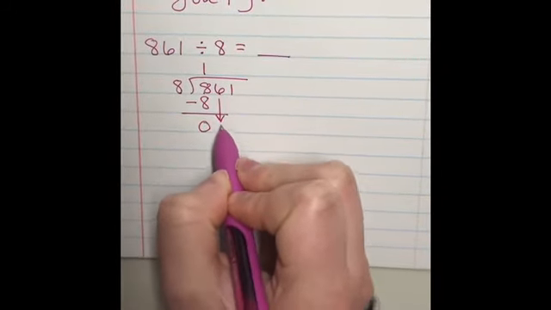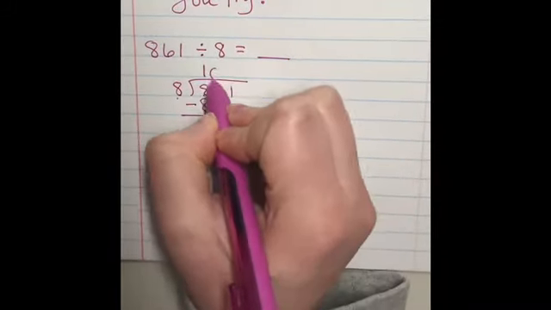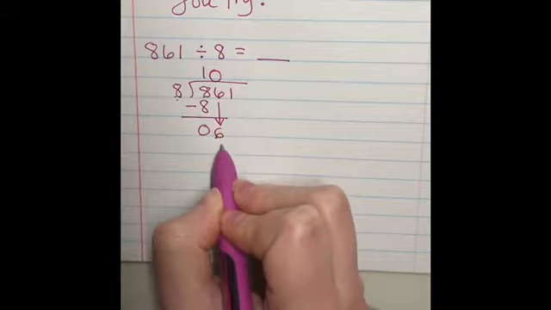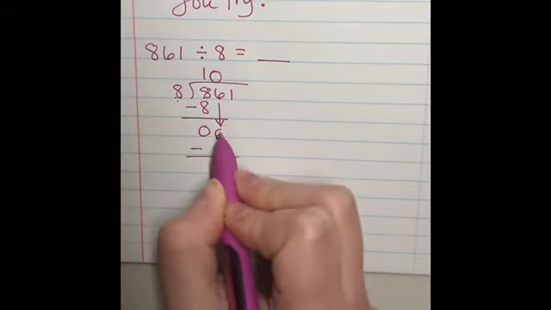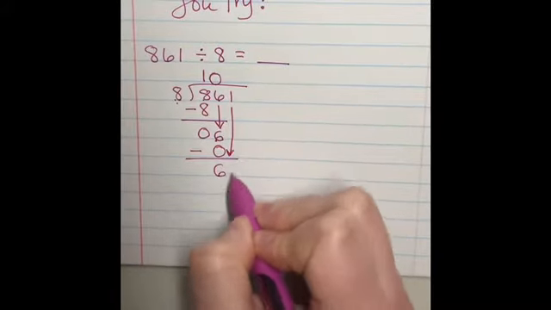Bring down that 6, the next digit. Then I ask how many times 8 goes into 6. That's 0 times. 8's bigger than 6. 0 times 8 is 0. 6 minus 0 is 6. Bring down the next digit, which is 1.